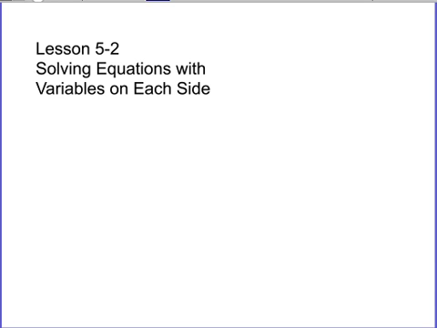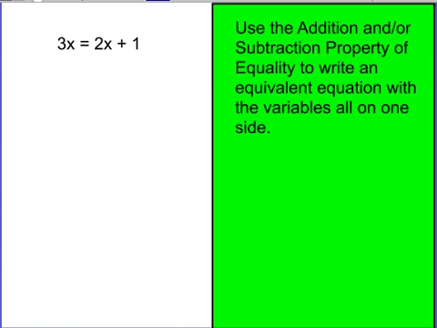Moving on in chapter 5, we're going to start with solving equations with variables on both sides. When you have an equation like 3x equals 2x plus 1, you need to use the addition or subtraction property of equality to write an equivalent equation with the variables all on one side. So our goal is to get the variable all by itself on one side of the equal sign and any constants by themselves on the other side of the equal sign.